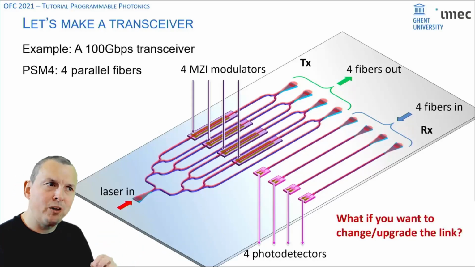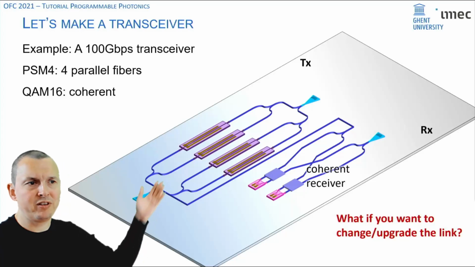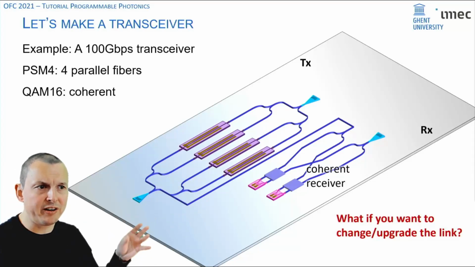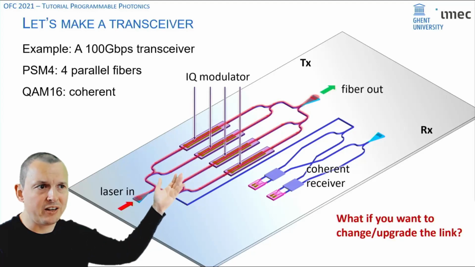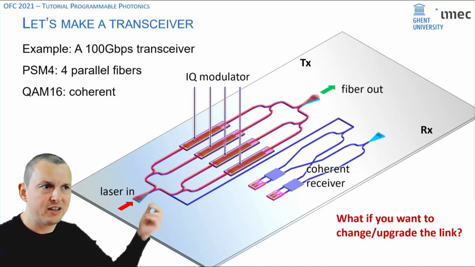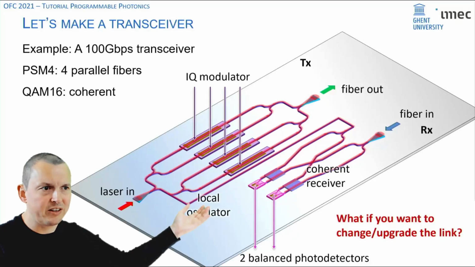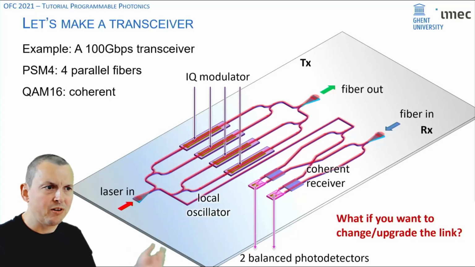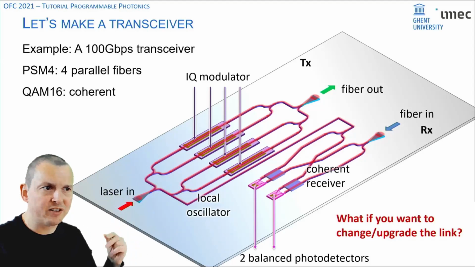Now, what happens if we want to use a different type of protocol, for instance, a coherent communication scheme like QAM16? Well, we have to take the same 4 modulators, but now we have to wire them up in a different way on our circuit so that you encode the in-phase and quadrature signal independently and send it to the fiber. And from the return signal, we also have to disentangle the in-phase and quadrature signal into two balanced photodetectors. But essentially, we're using the same number of modulators and detectors. They're just organized in a different circuit.